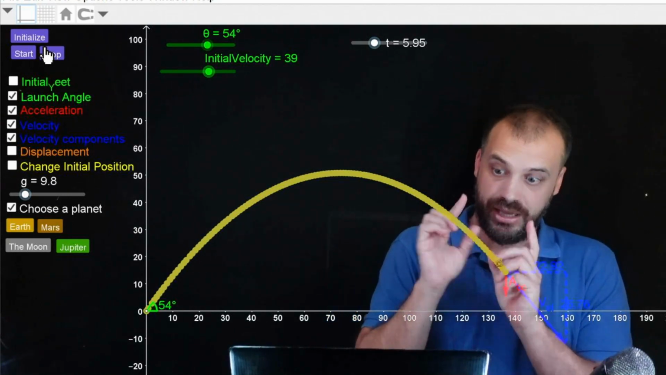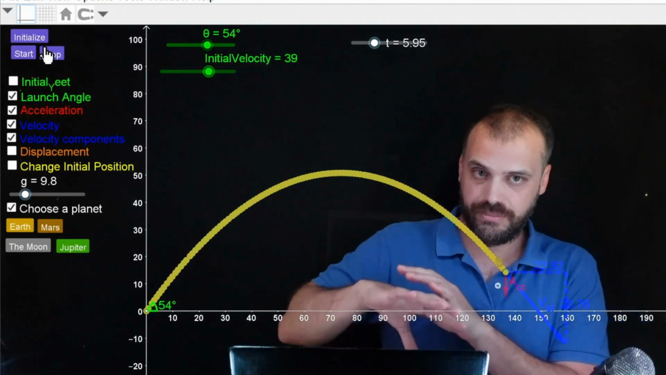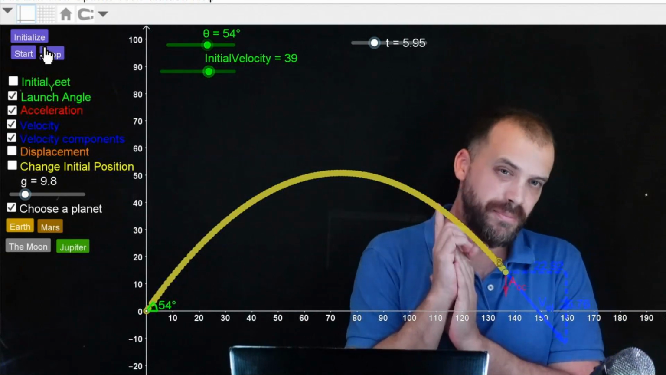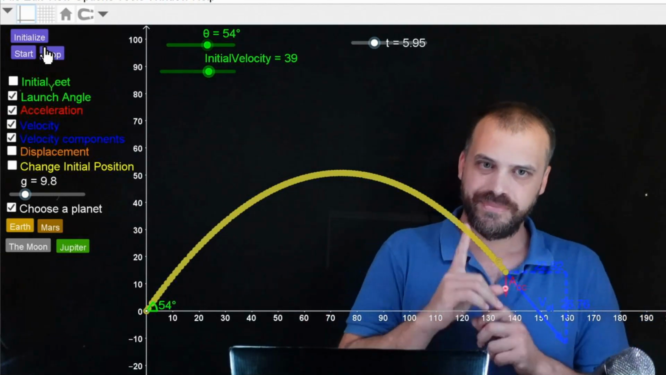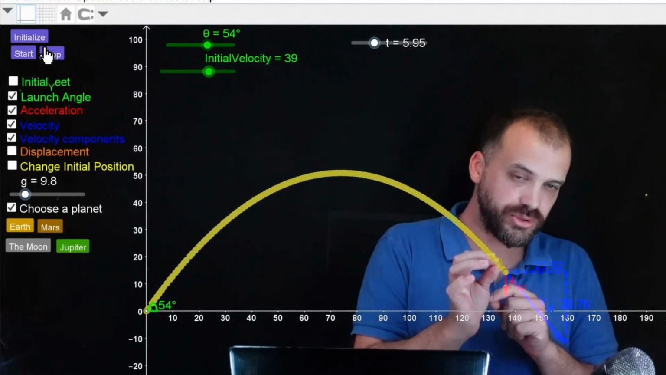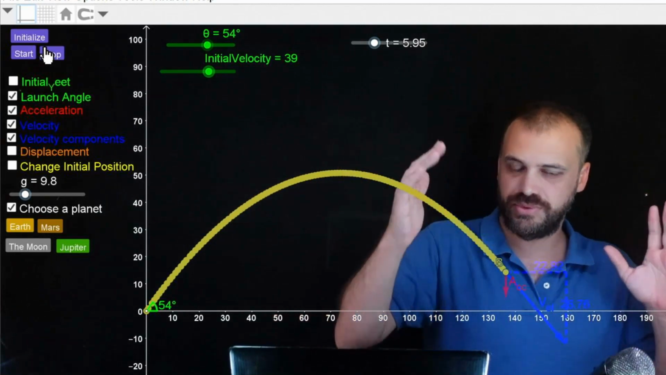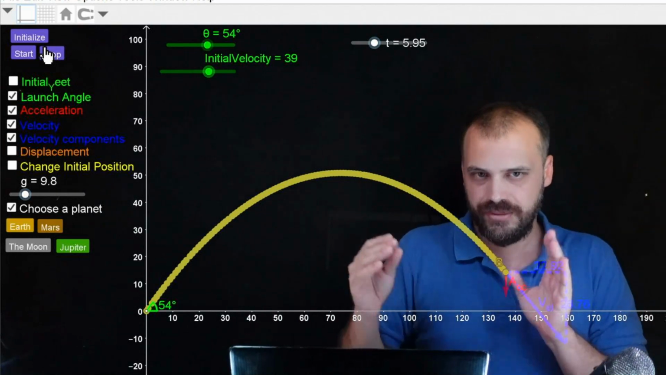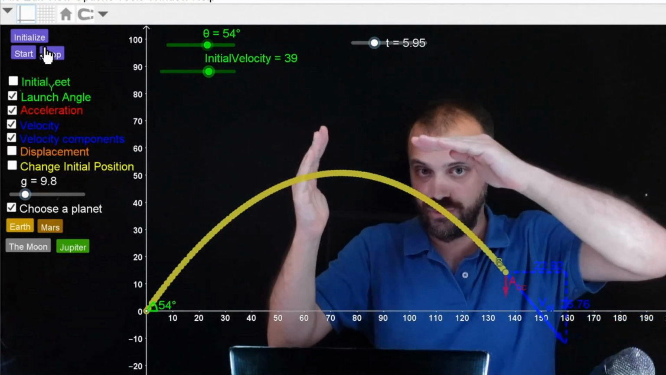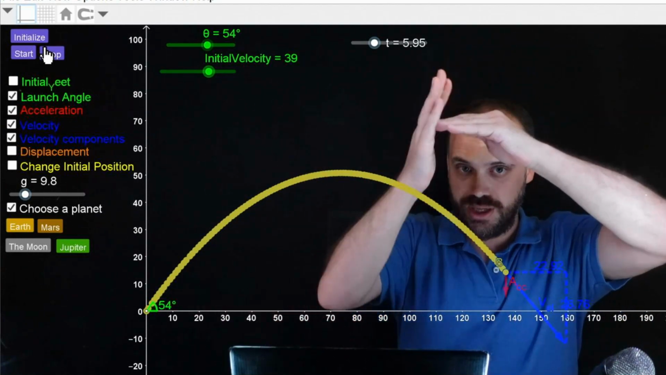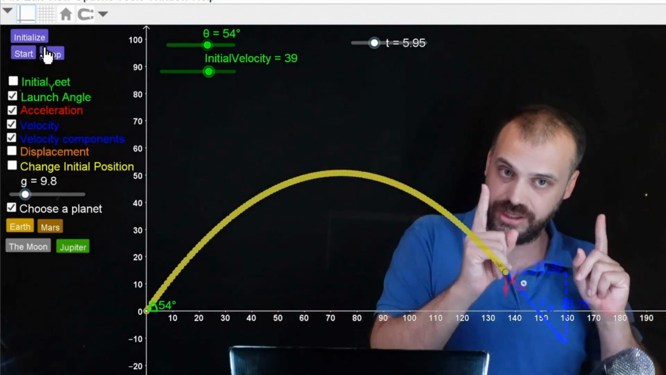Now, that is true for this mathematical simulation and 95% of the mathematics that you will be expected to do. It's not true in the real world, because in the real world, we have something called wind resistance, and that wind resistance would exert a force on the object as it goes this way, which would start slowing it down in the y direction.